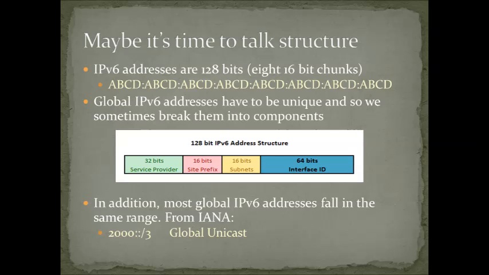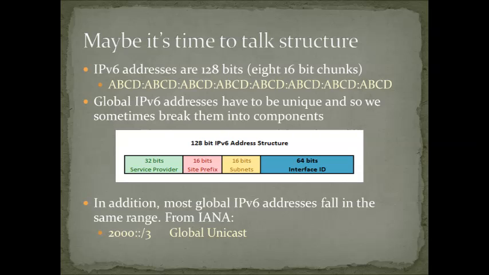Now, a single hex character is 4 bits. So we have a 1 bit, and then 8 bits is a byte, and then, of course, 4 bits is a nibble. So in one 16-bit chunk, you have 4 hexadecimal characters. So that is the way that you can look at an IPv6 address. You can always take a look at the components that we have built into this. The service provider, the site, subnets, and interface.